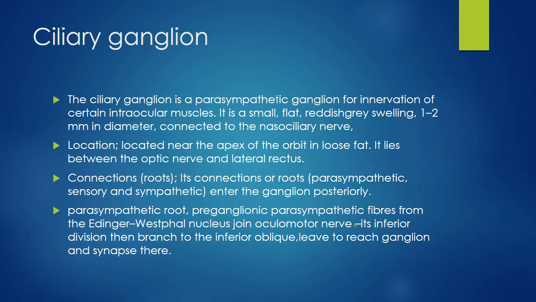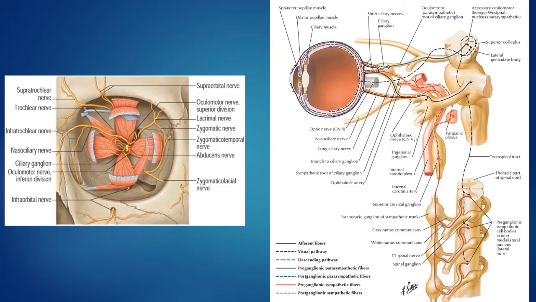The parasympathetic root, as I have discussed in video lecture, contains preganglionic parasympathetic fibers from the Edinger-Westphal nucleus, which is parasympathetic nucleus in the midbrain. They join the oculomotor nerve, then its inferior division, and then branch to inferior oblique and leave the nerve to reach the ganglion. Only parasympathetic fibers synapse in the ganglion.